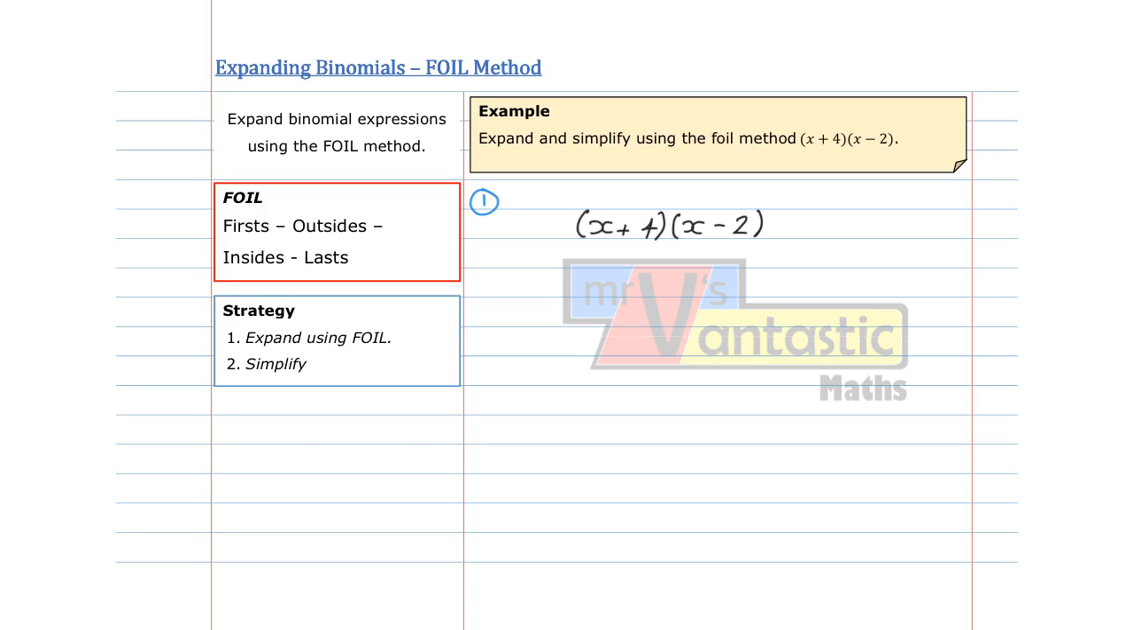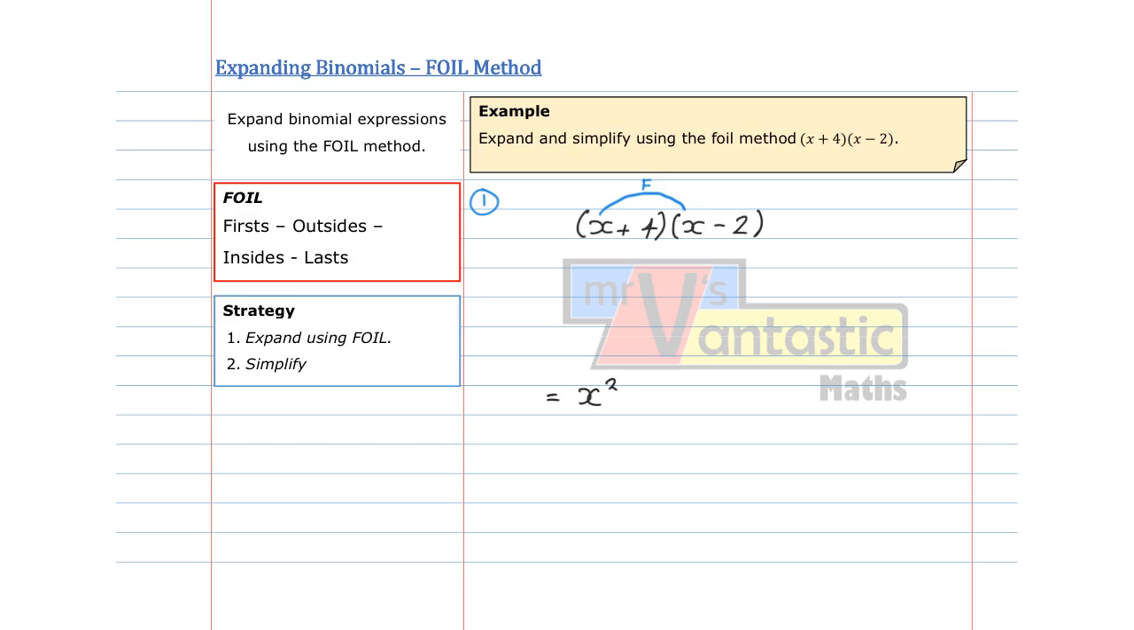So the F stands for the firsts, which means the two first terms in both the brackets, so the x and the x. So the first thing we're going to do is multiply x by x, which is our firsts, and that's going to give us x squared. That's our first term.